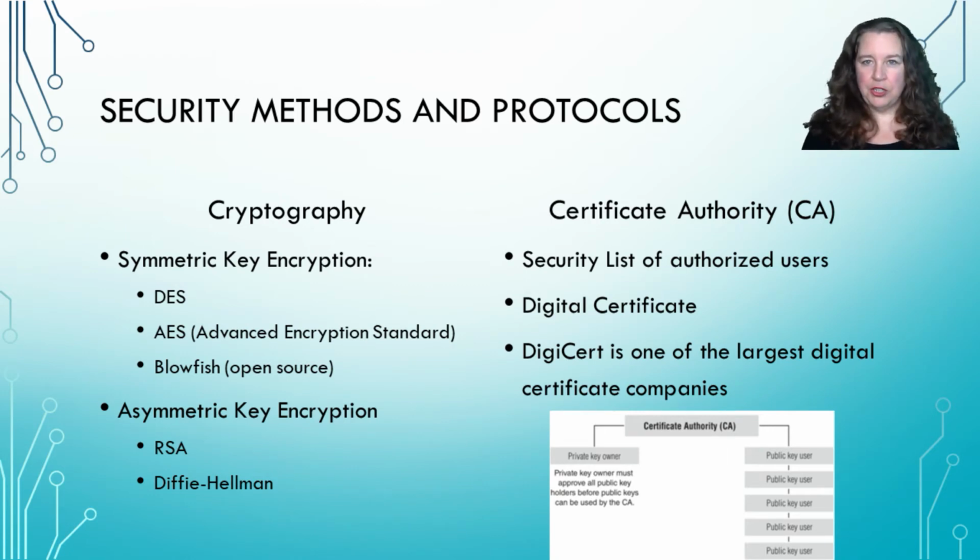The other security measure we're covering at this point is certificate authentication. This creates an actual list of authorized users for whatever the authorization is. That certificate is controlled by a company, a security company, for instance, DigiCert, one of the largest digital certificate companies. You can have a private key owner, and then you can have public key users. And each one of those users, when they sign the certificate, is allowing them or putting them on the list of allowed people who are allowed to use this certificate to prove authentication.